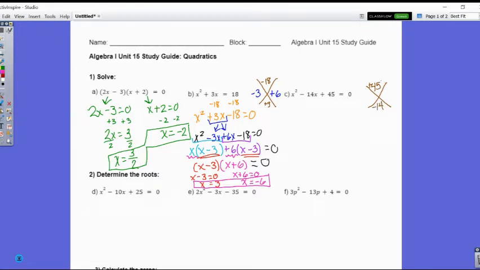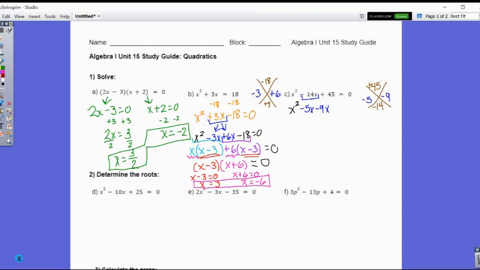So find the numbers that multiply together to make a 45 while also adding together to make a negative 14. Again, multiplying for a positive 45, adding for a negative 14. That's going to be a negative 5 and a negative 9, because when I multiply two negatives, that gives me a positive. So I rewrite my middle term. It's no longer going to be a negative 14x. I'm going to do that as a negative 5x and a negative 9x.